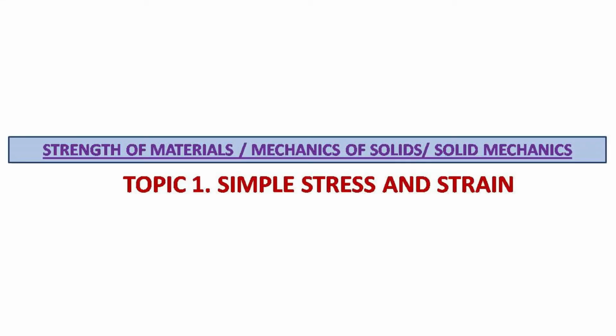Slide 1. In this video we try to study about the topic, simple stress and strain, from the subject strength of materials. This subject is the continuation of subject, engineering mechanics, which we have already studied. Engineering mechanics deals with study of static and dynamic properties of a rigid body. Rigid body is a type of body which doesn't deform at any applied force. This type of bodies doesn't exist actually.